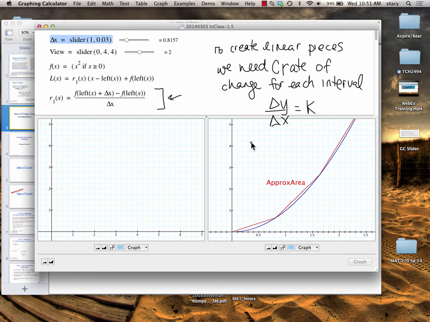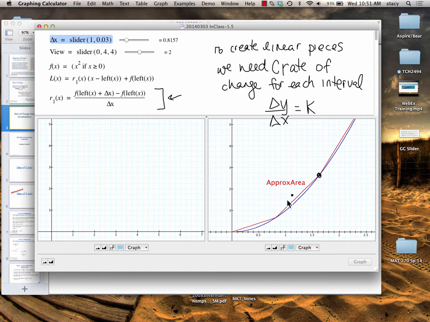Okay, so they mean the same thing. How can you see that the stuff like this, f of left of x plus delta x minus f of left of x, is showing me a change in y? It's basically kind of like the f of left of x plus delta x is your ending point on the delta y, and the f of left of x is your starting point.